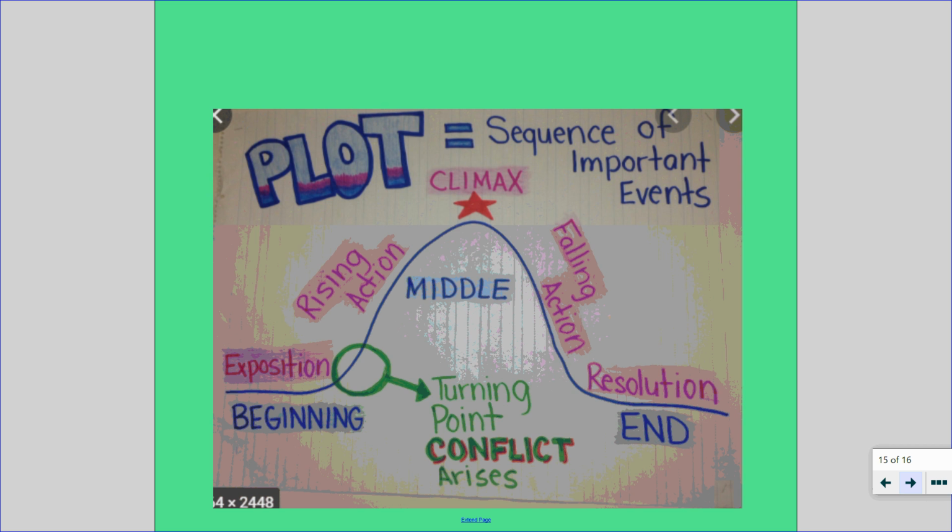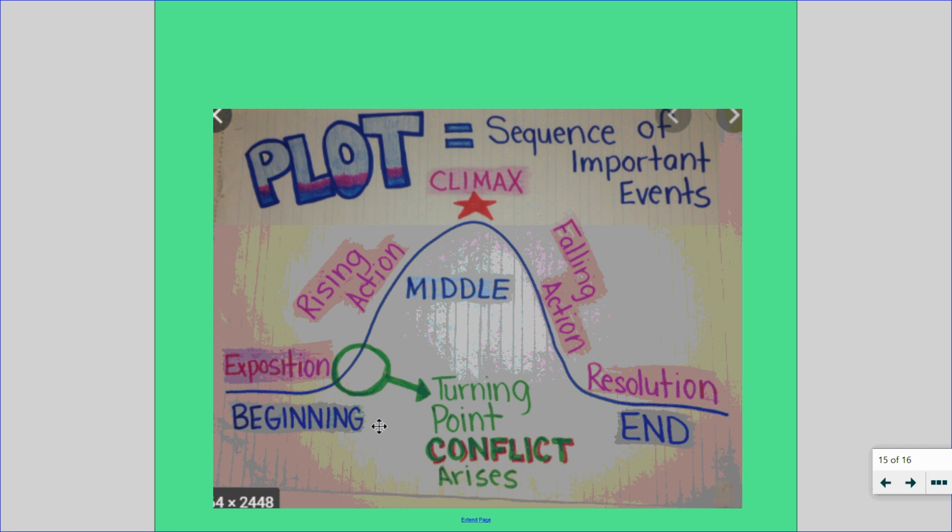Plot is the sequence of important events. So what happens first, next, then, and last. And in the beginning, we have specific details that we have to know to understand the middle, and those details help us understand the end. So what you're looking at right now, we call this a story arc, and it looks kind of like an upside down U or like an N that has some flattened sides. And this helps us map out our story.